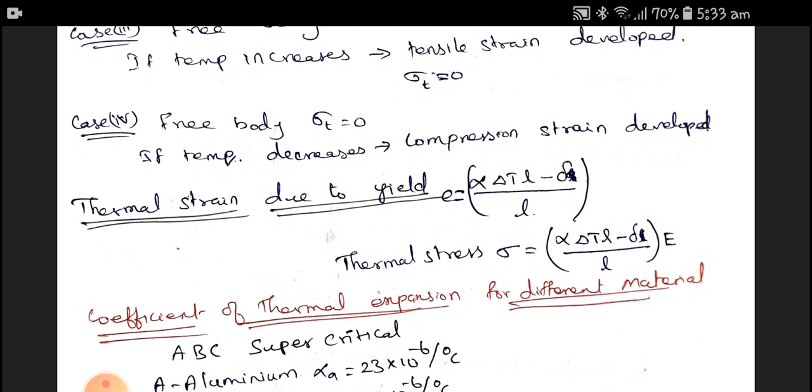Next, we know that thermal stress is equal to strain into Young's modulus. Therefore, using the strain formula, stress sigma is equal to alpha delta T L minus delta, divided by L, into Young's modulus.